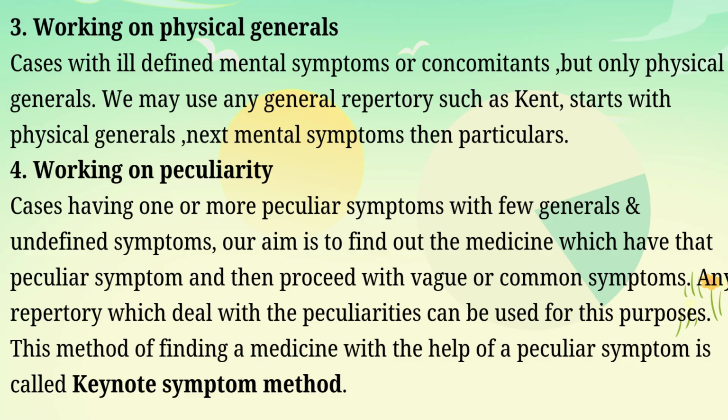4. Working on peculiarity. Cases having one or more peculiar symptoms with few generals and undefined symptoms. Our aim is to find out the medicine which has that peculiar symptom and then proceed with vague or common symptoms. Any repertory which deals with the peculiarities can be used for this purpose. This method of finding a medicine with the help of a peculiar symptom is called the keynote symptom method.